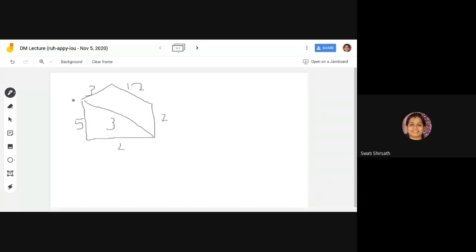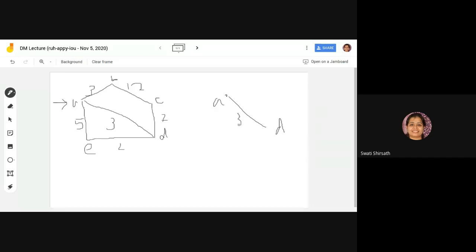So suppose this is A, B, C, D, and E. You can choose any vertex, but we will be giving you the starting vertex. So suppose this is my starting vertex, I am starting from A. Now from A, I have to choose the minimum edge. There are two edges which are minimum, so I can choose any one of them. So I have chosen this A to D.